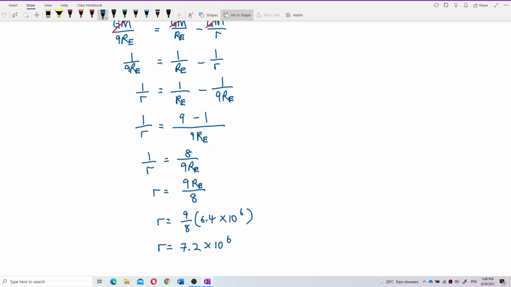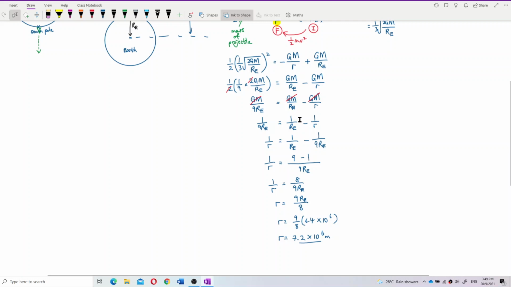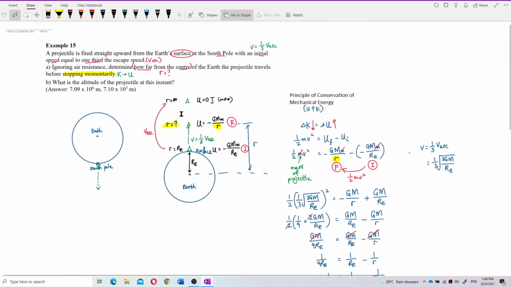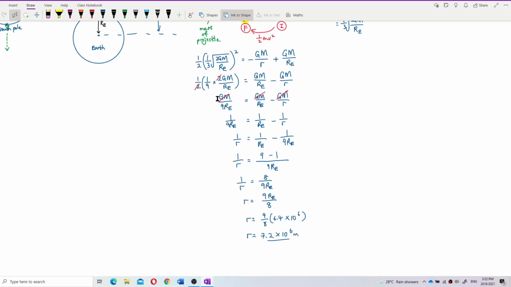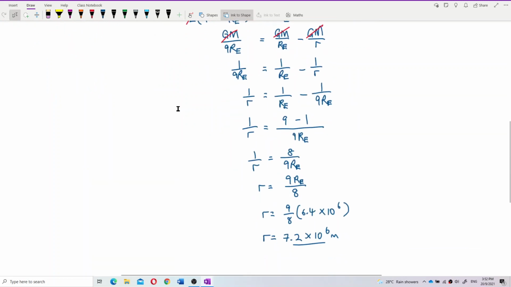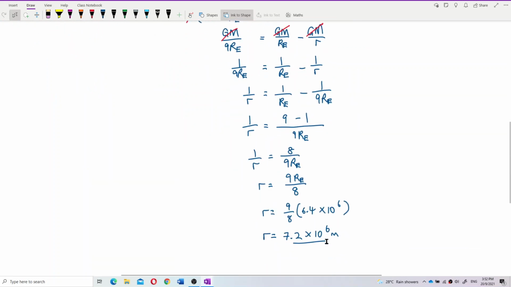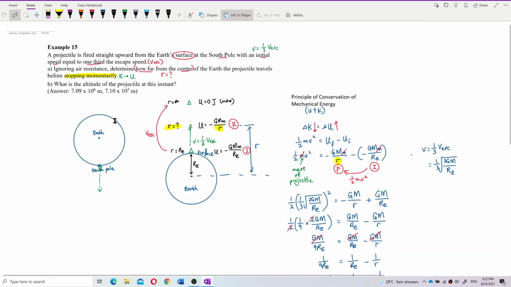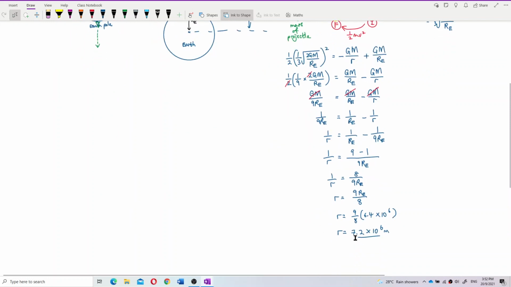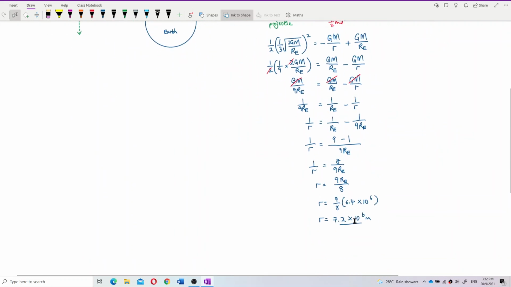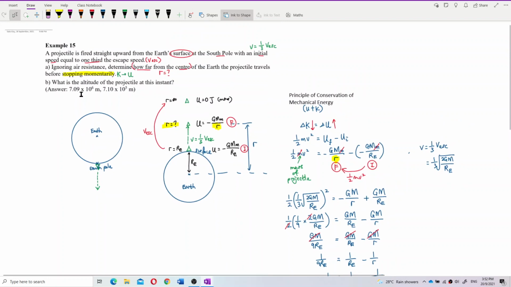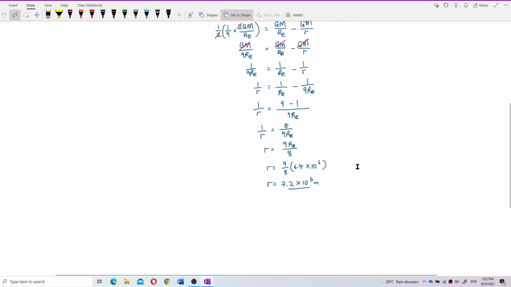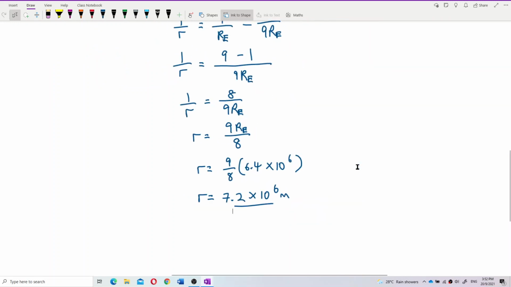So that's the answer. Am I correct? What I think is this answer, 7.2 exponent 6. If I compare to the actual answer, it is a little bit different. I don't know why, but I'm pretty sure after I check all my steps, they are correct. The given answer is 7.09, but I'm still sticking to my answer.